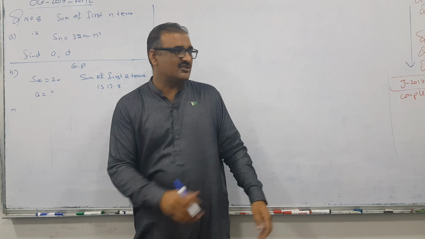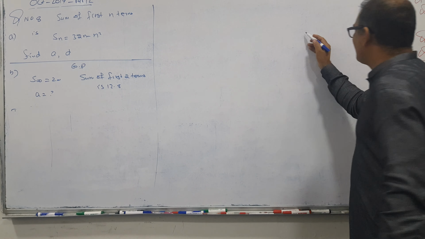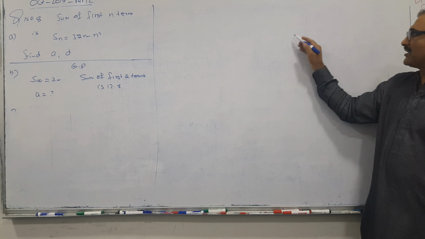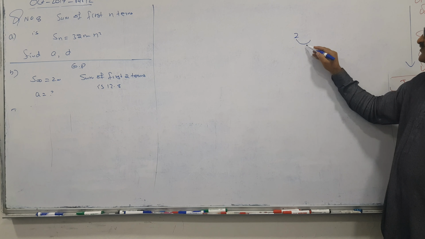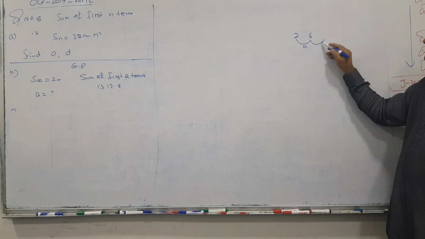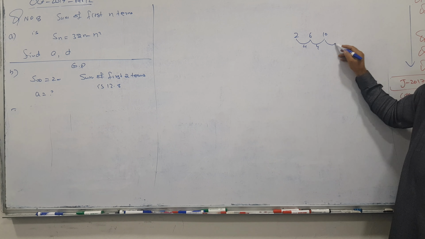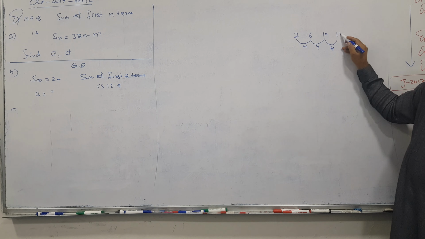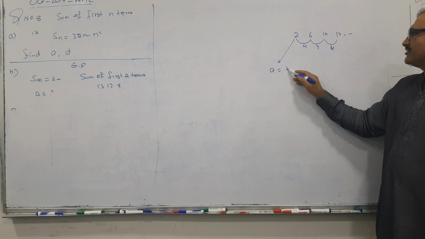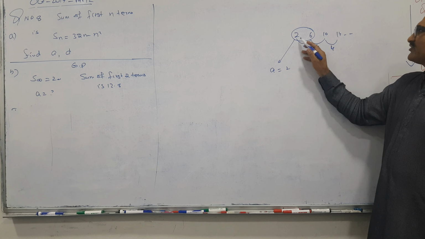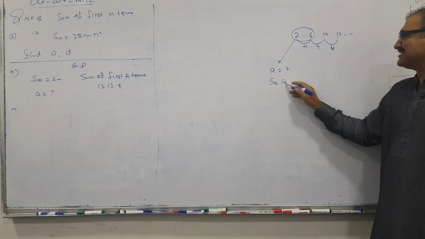Before I start this question, I want to make a small base. For example, I have 2 plus 4, I got 6, plus 4, I'm getting 10, plus 4, I'm getting 14. This is the first term, very clear, 2. And what is the sum of the two terms? You can say 8. So the sum of the two terms is 8.